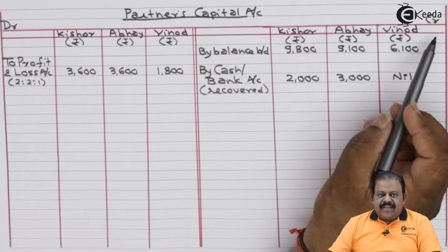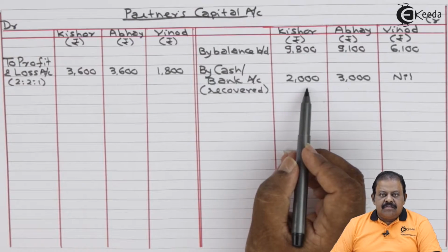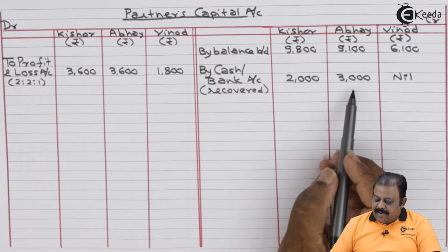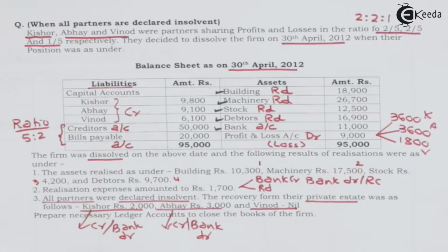Partners capital account credit. Kishore by cash bank 2,000. Abhay by cash bank 3,000. This is for amount recovered from private estate. With this we have recorded all adjustments.